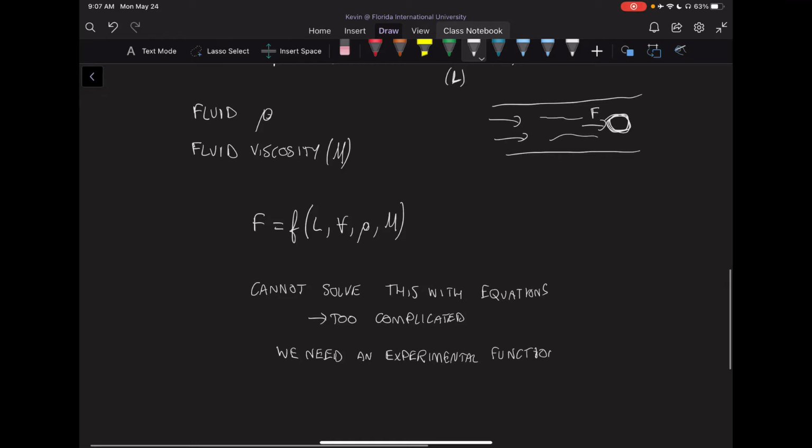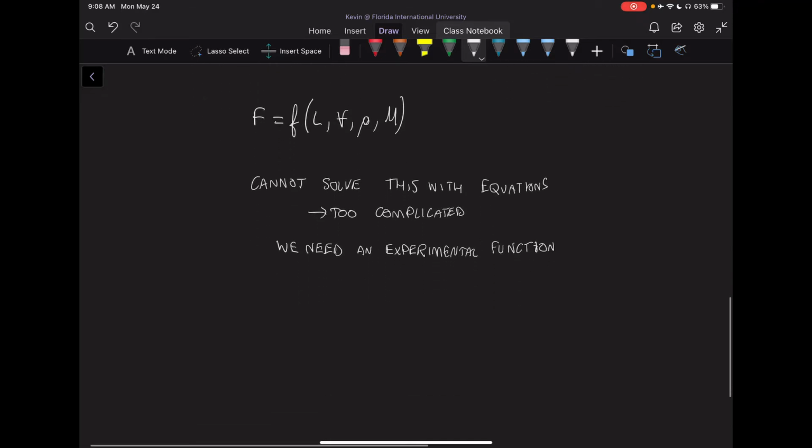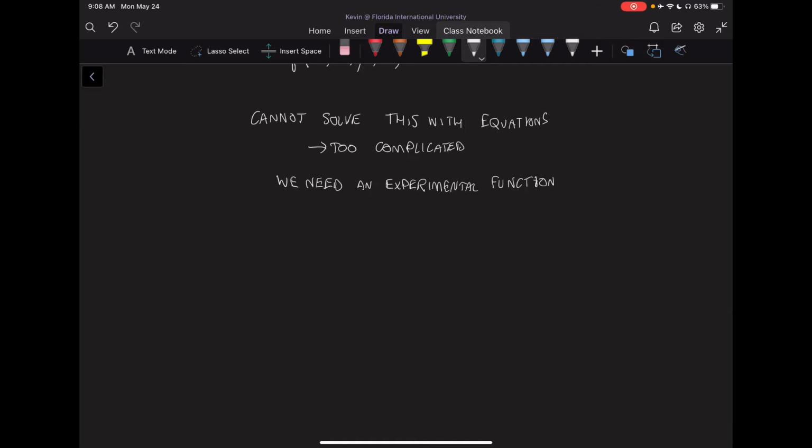We need an experimental function that will allow us to find the relation between force and other parameters. So what we can do is we can run some experiments to find the relation between force and length, the relation between force and velocity, the relation between force and density, and the relation between force and viscosity.